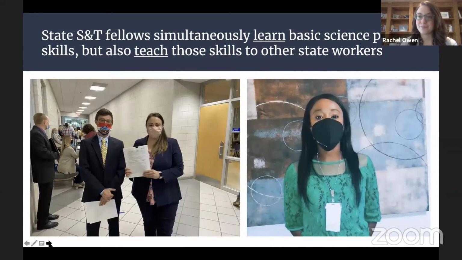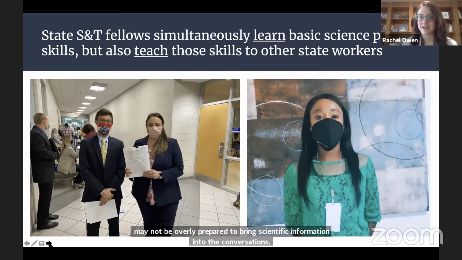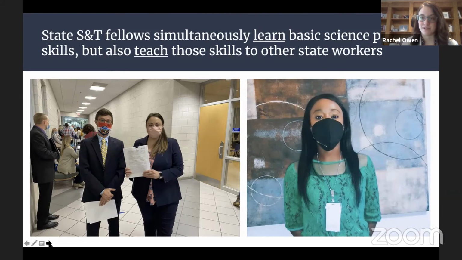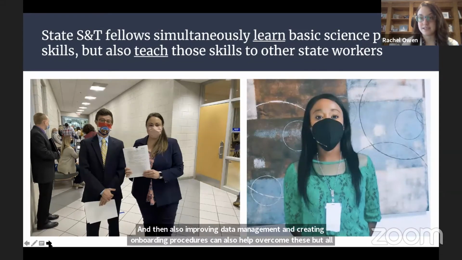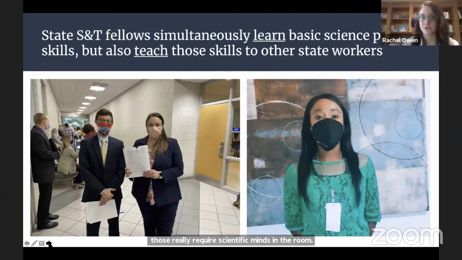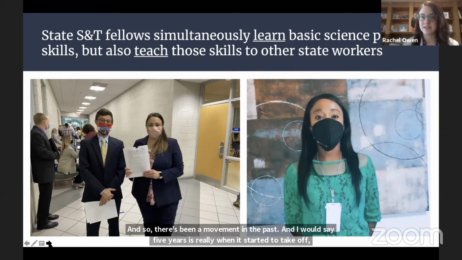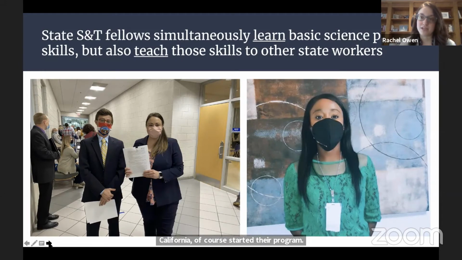And so there's been a movement in the past, I would say 5 years is really when it started to take off. California, of course, started their program about a decade ago now. But to develop state level science technology policy fellowship programs. And not only do these programs serve as a way for scientists to launch into a science policy career and to learn about science policy, but they also provide a unique opportunity for scientists to really be able to teach and build scientific capacity within state governments.